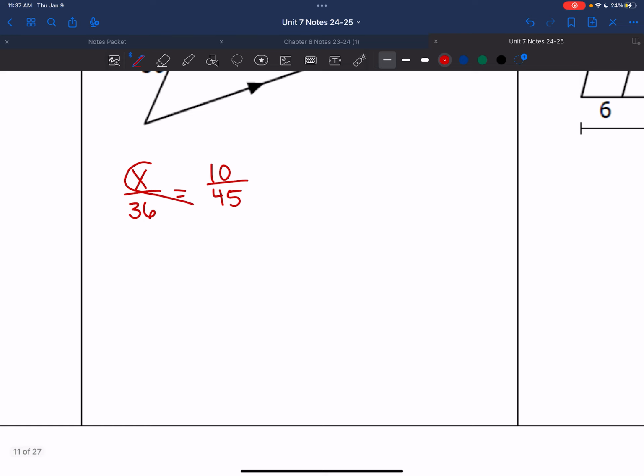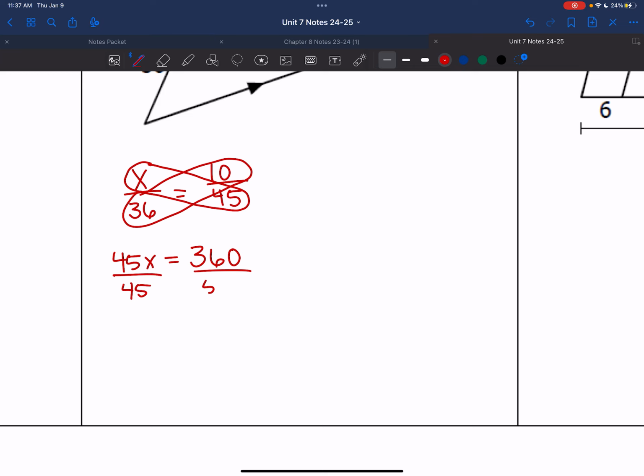I'm going to get rid of the fractions, cross multiply. 45 times X gives me 45X. 36 times 10 gives me 360. Divide by 45 on each side. And we get X equals 8.